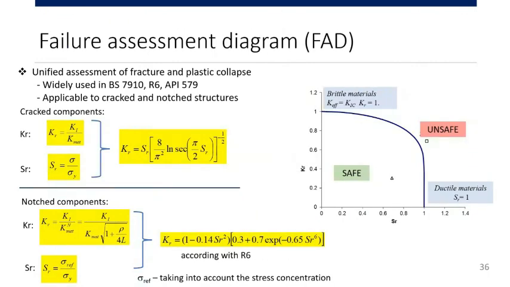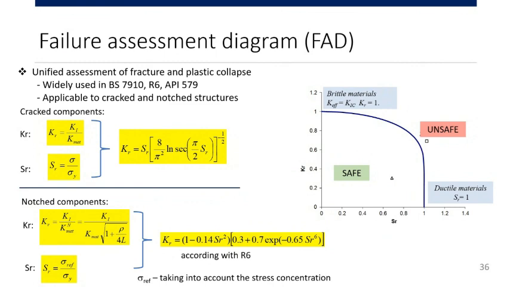Another failure criterion is the failure assessment diagram, which tries to be more general, combining brittle materials with ductile materials. This is for cracked components. We have the ratio between the stress intensity factor and the material toughness, and the ratio between the stress and the yield stress. If sigma r is 1 and kappa r is 0, we have completely ductile materials. If kappa r is 1, we have brittle materials. Inside the failure assessment diagram we are in the safe zone, and outside in the unsafe zone.